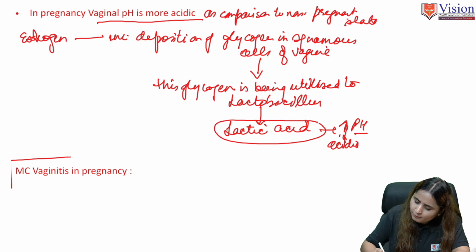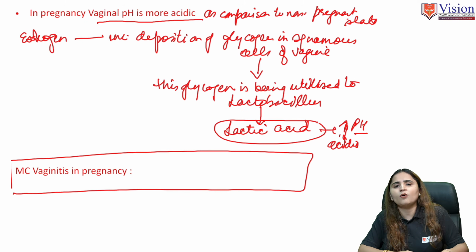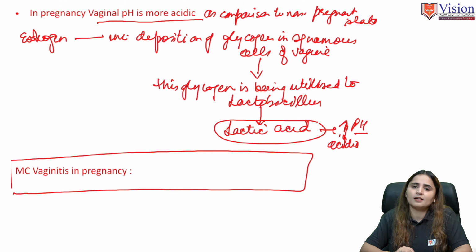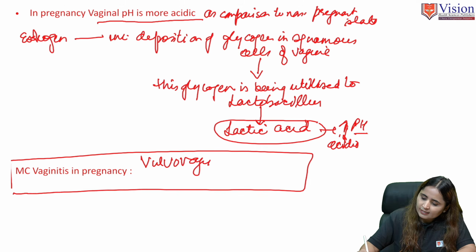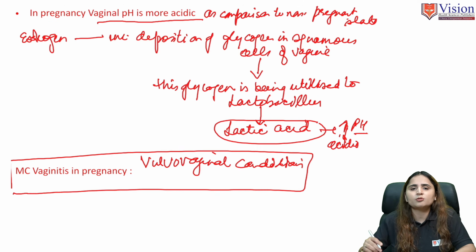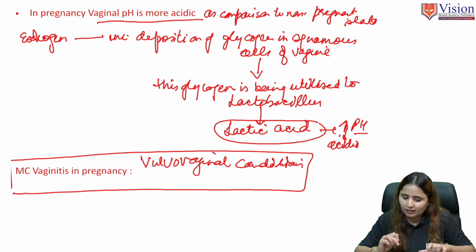Another very important question related to it: what is the most common cause of vaginitis in pregnancy? The most common vaginitis in pregnancy is vulvovaginal candidiasis, which is caused by Candida albicans, and it occurs due to the more acidic pH of the vagina.